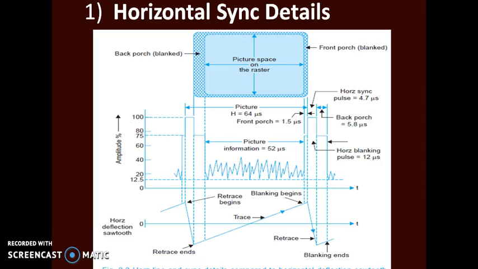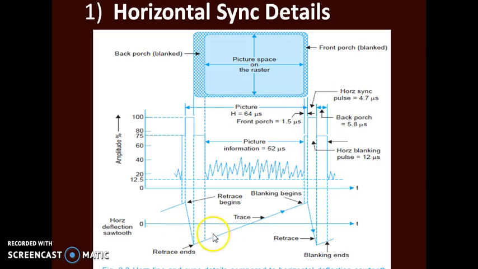The total duration will be 64 microseconds, but out of that, picture information is available for only 52 microseconds, and the remaining 12 microsecond period is the retrace period. This 12 microsecond retrace period is divided into three parts. First is the front porch, second is the horizontal sync pulse, and third is the back porch. This total is called the horizontal blanking period.